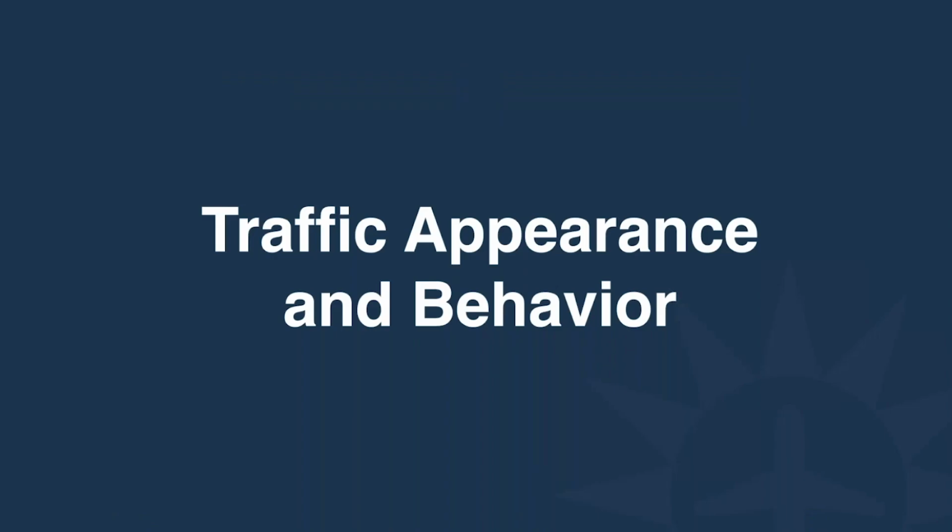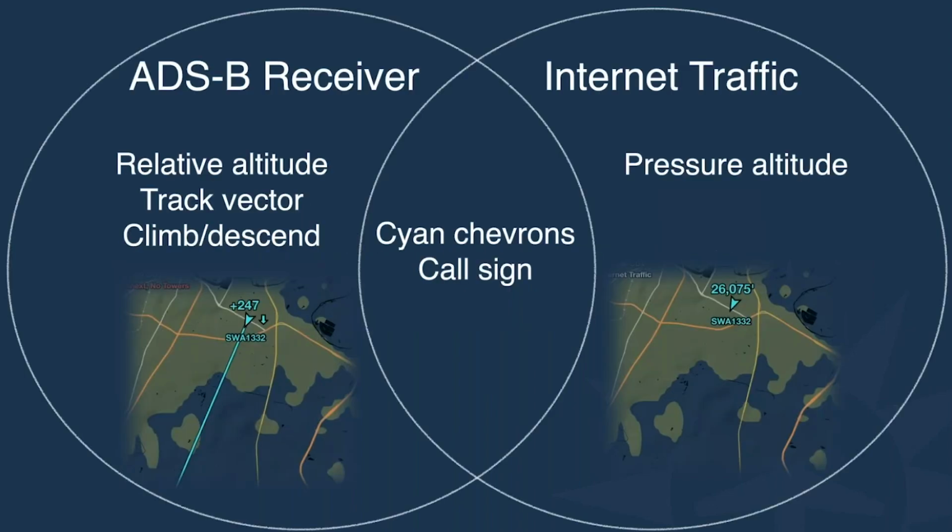So now you know how to activate the thing. Let's talk about the appearance, the behavior, and what this thing is and what it means. If you're familiar with the traffic layer of old, you'll notice some similarities and differences between the markers that we're generating for internet traffic and the markers that you see from device source traffic.